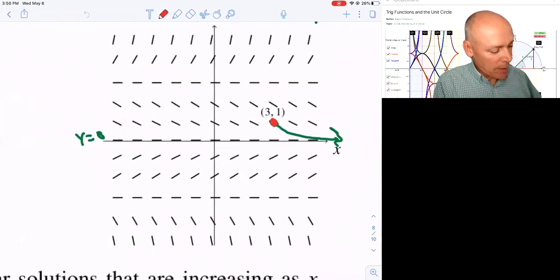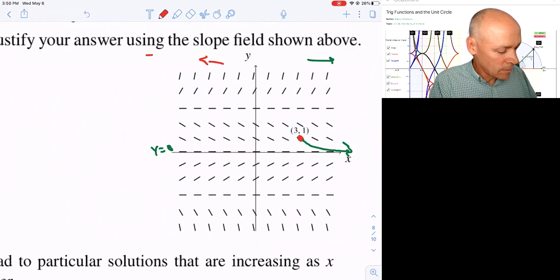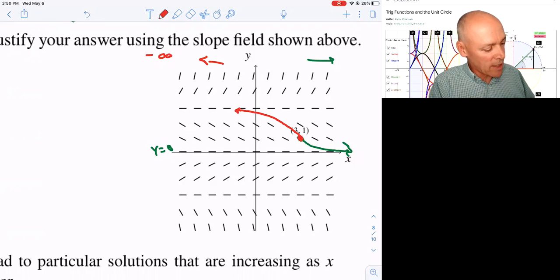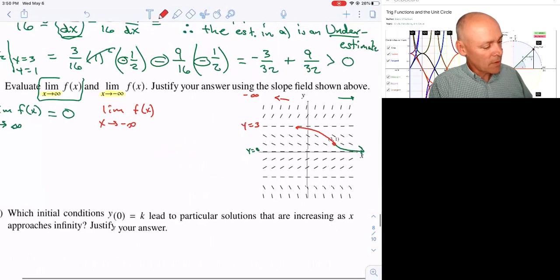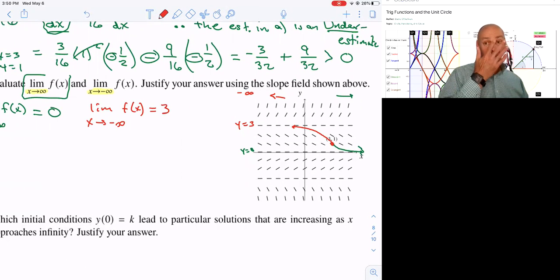And now what I'm doing is I'm going toward negative infinity. So I'm going this direction. When I do that, whoa, I've got another horizontal asymptote. This one looks like it's at y equals 3. So that is the answer to those two limit expressions.